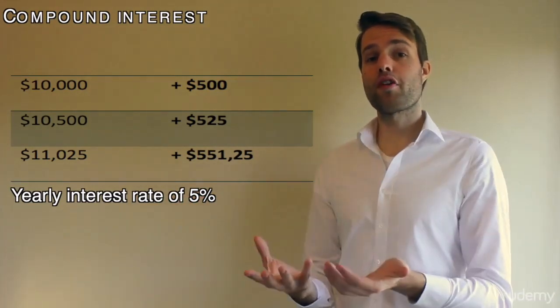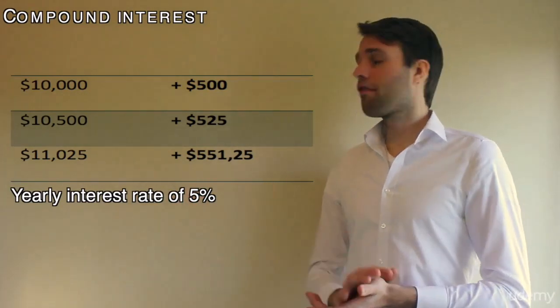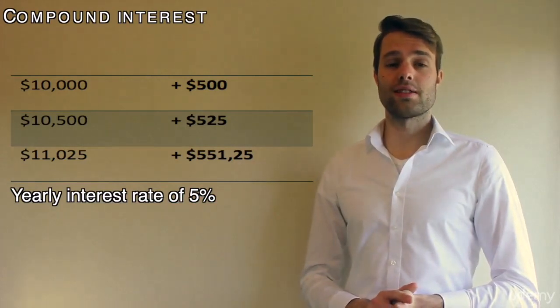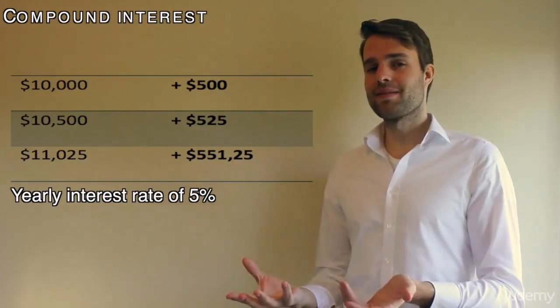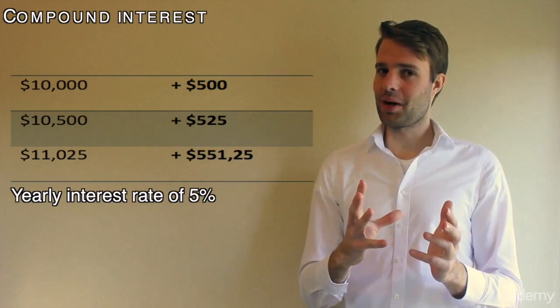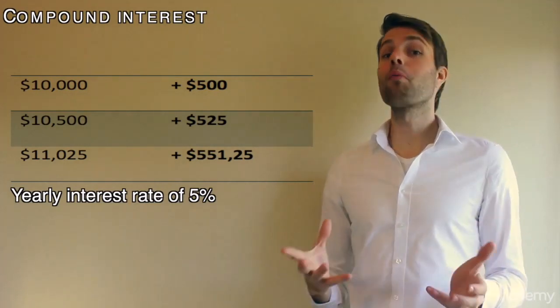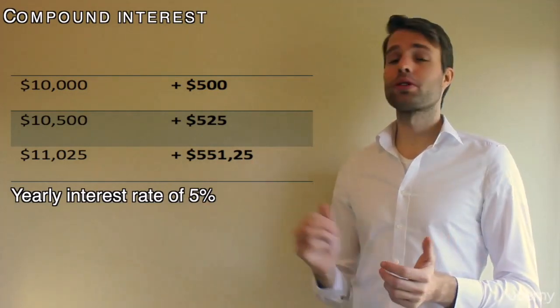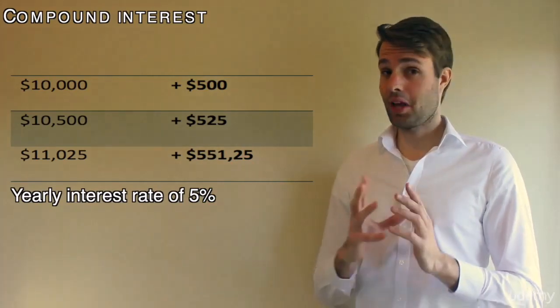And over that you get another 5%, an extra $551.25. And over that you get an extra 5%. Well, you understand it by now. They say compound interest is the most important way to grow your pension. Important concept.